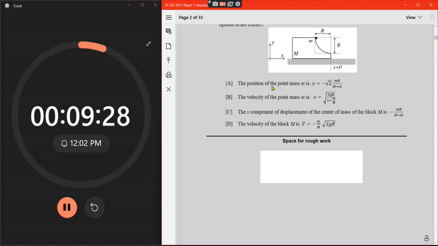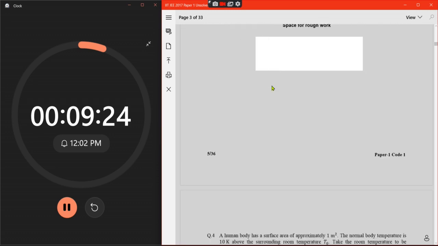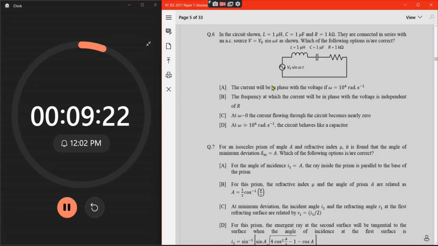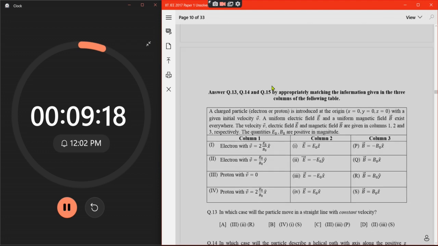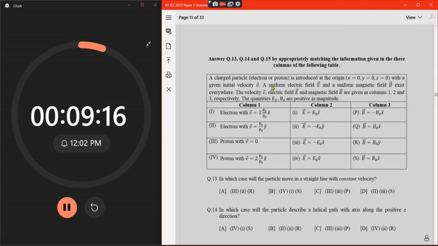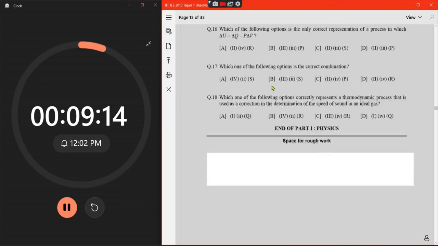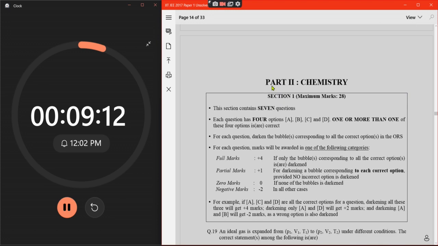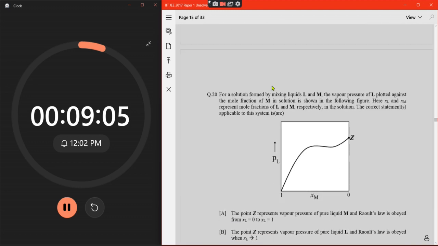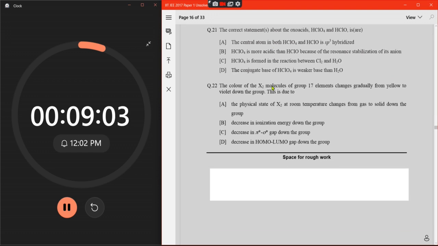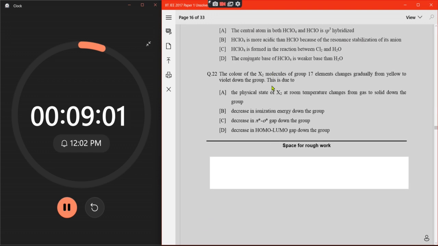मैथ्स के मेरे सारे हो गए. Okay, फिजिक्स में सारे हो गए. केमिस्ट्री के जो बचे हुए स्टार्ट कर लेते हैं. केमिस्ट्री क्वेश्चन 22 ट्राई करता हूँ. 22 क्या है? 22, कलर ऑफ H2 मॉलिक्यूल्स. ओके, ये तो थ्योरी बेस्ड क्वेश्चन भी पता.